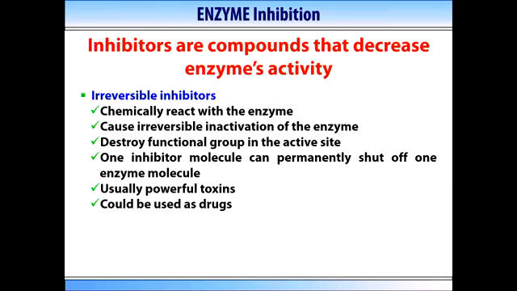So first, let's talk about the irreversible inhibitors. So what are those? These are types of inhibitors that chemically react with the enzyme, and they cause irreversible inactivation of the active site of the enzyme. So one inhibitor molecule can permanently shut off only one enzyme molecule. And these are usually powerful toxins and can sometimes be used as drugs.